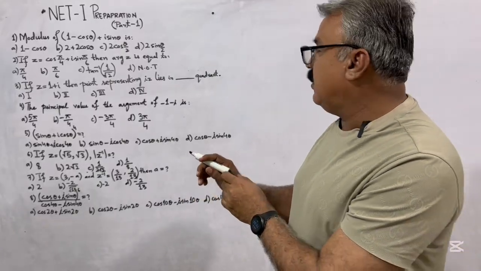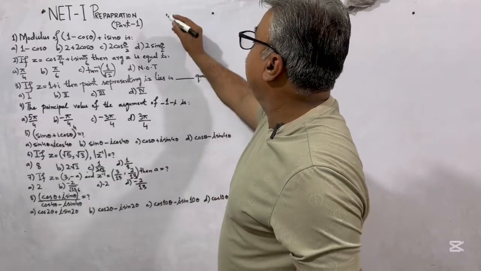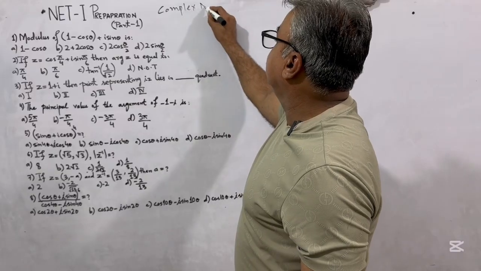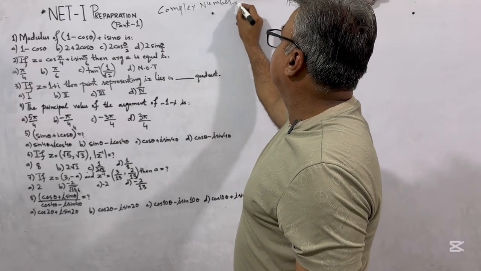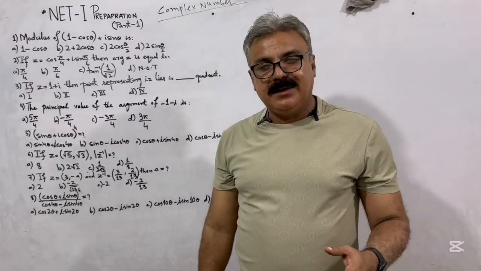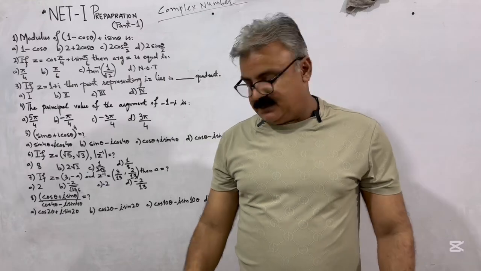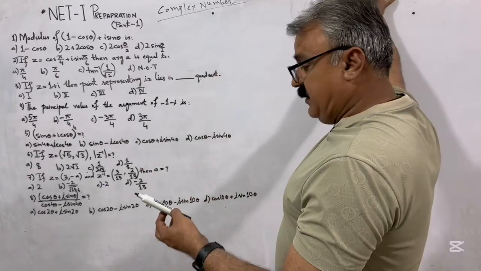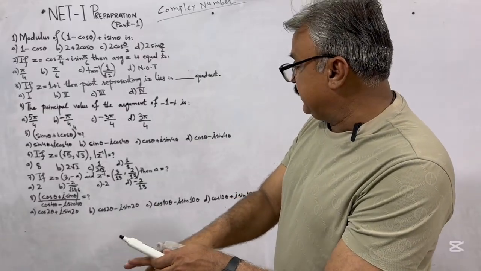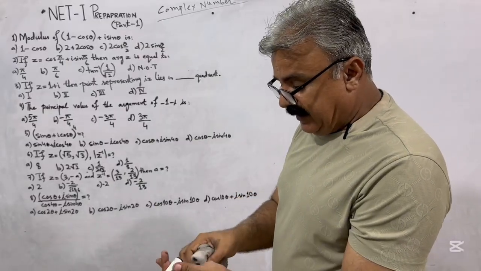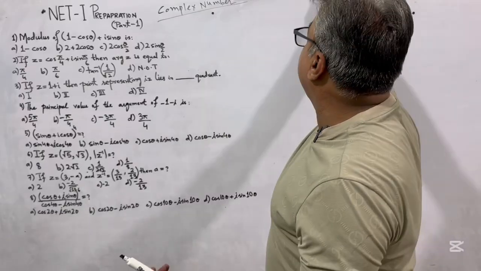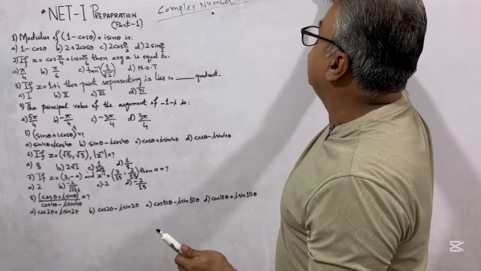Part number 1, complex numbers. For complex numbers, you must be familiar with additive inverse, multiplicative inverse, the conjugate of a complex number, De Moivre's theorem and how to apply it, and how to find the argument, meaning the angle, of a complex number. Same as polar coordinates, theta is equal to tan inverse of y upon x.